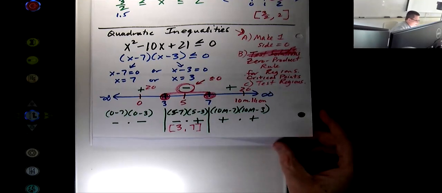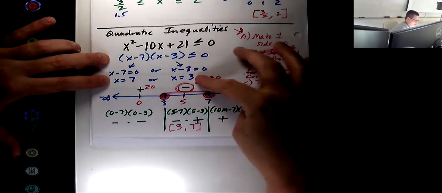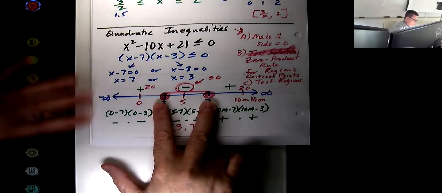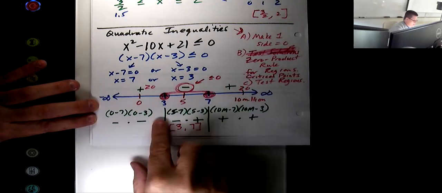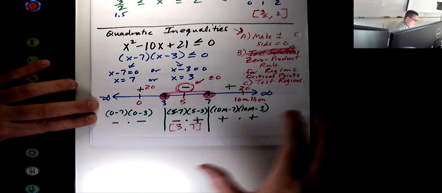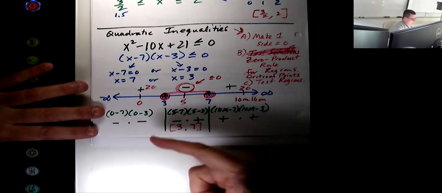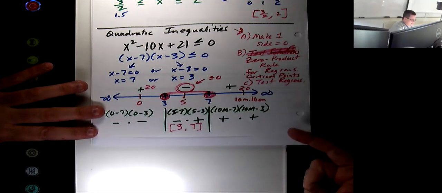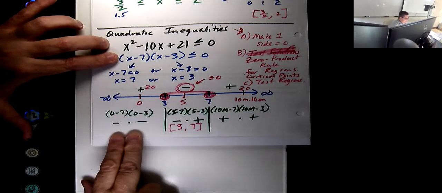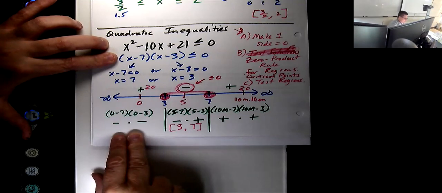There's a lot to process here, right? So we found our critical values here. We put them on the number line and we break this up into regions around them. So less than 3 is a region, between 3 and 7 is a region, and greater than 7 is a region. And then pick numbers that are in each region. And you just need to see if each parenthesis is negative or positive. That's the quicker way. I mean, you could actually write it and find the answer.